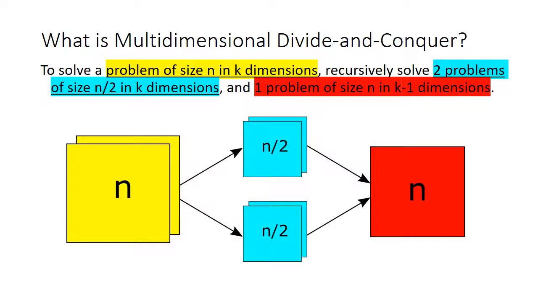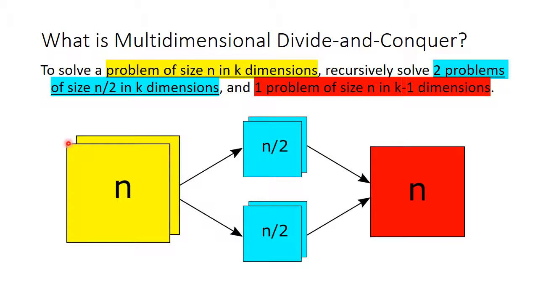So, what is multidimensional divide and conquer? Let's start at the highest level possible here. Simply put, multidimensional divide and conquer is a technique in which you solve a problem of size n, in k dimensions, by recursively solving two problems of size half of n in k dimensions, as well as one problem of size n in k minus 1 dimensions. And this diagram here is color-coded to the text to demonstrate that idea.